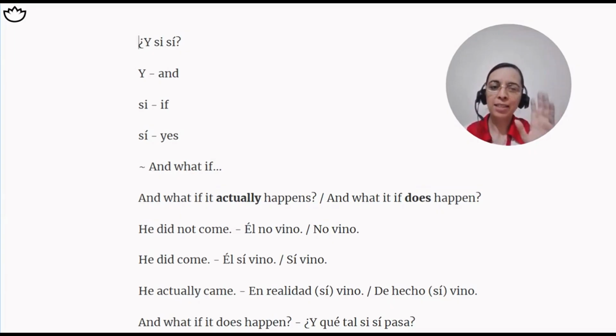Now, the last thing that I need to say is that if you want to say, and what if it does happen, in Spanish, you would need to say, ¿y qué tal si sí pasa? With this tal that we have here. Because if you say, ¿y qué si sí pasa? It sounds kind of aggressive, like you're picking a fight with someone, and I would not advise you to do that. Okay, so remember, if you want to say, and what if it does happen? ¿Y qué tal si sí pasa? You're just wondering what would happen then.